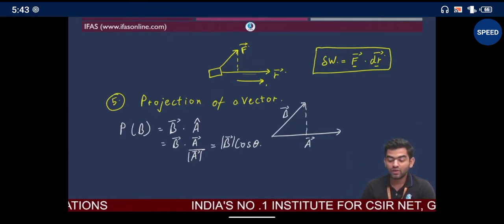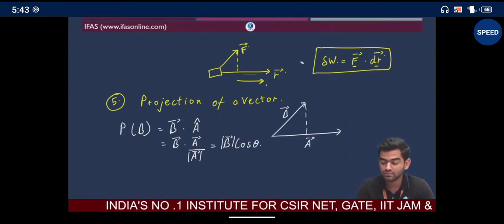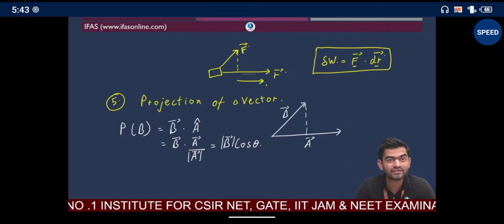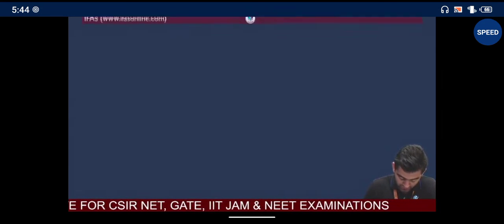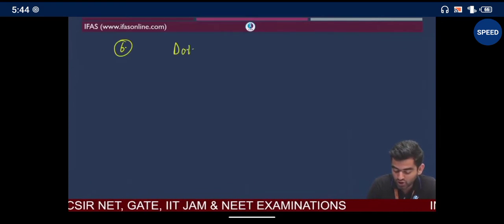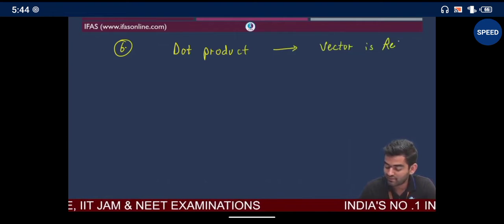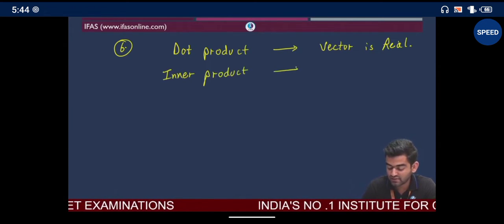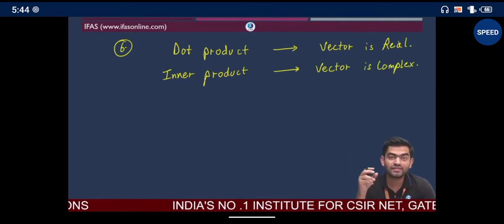Now let us evaluate the cross product, and afterward we are going to do some questions related to the scalar or dot product. These are all the things about the dot product or the scalar product. Now the scalar product or dot product is stated when your vector is a real vector. Now let me talk about this thing as well. This is point number 5. It is called a dot product when your vector is real, and it is called an inner product when your vector is complex.